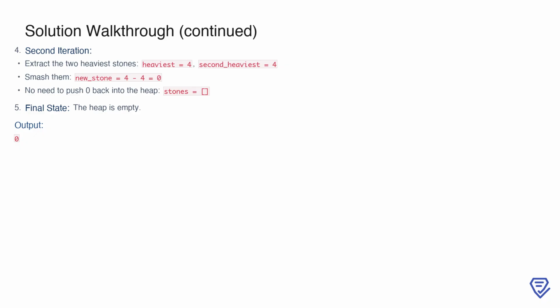Next, in the second iteration, we again take the 2 heaviest stones, which are both 4. Smashing these results in another stone of weight 0. As before, we do not push 0 back into the heap, leaving the heap empty. With no stones remaining, the heap is now in its final state. This means the output for this example is 0, as no stones are left after all iterations.